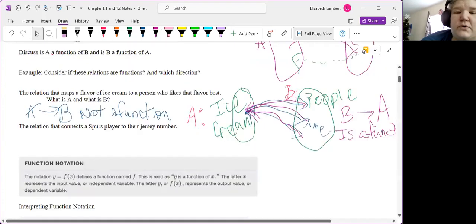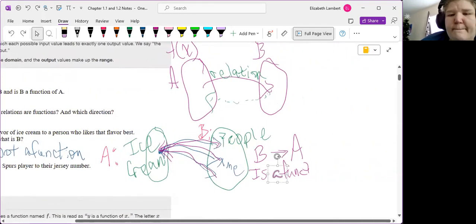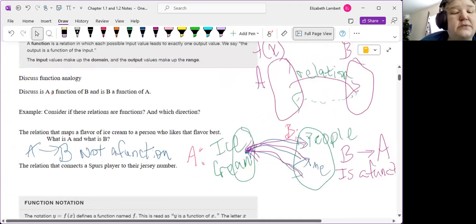Whoop. Sorry, I have a button that erases and I keep hitting it.